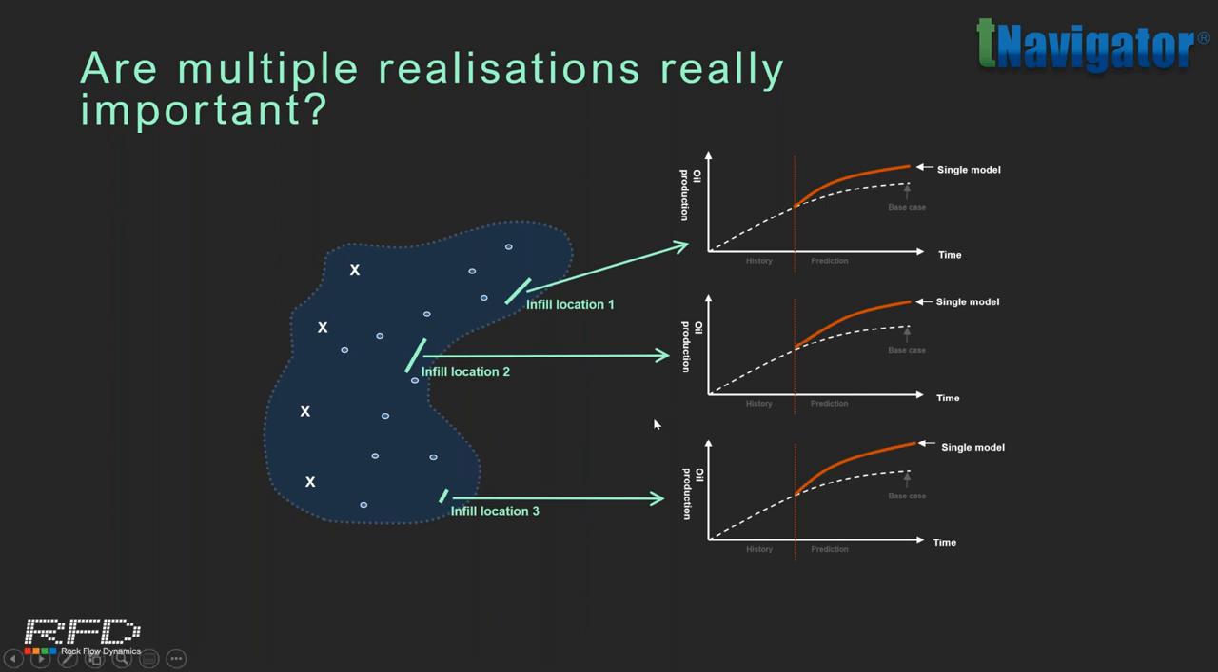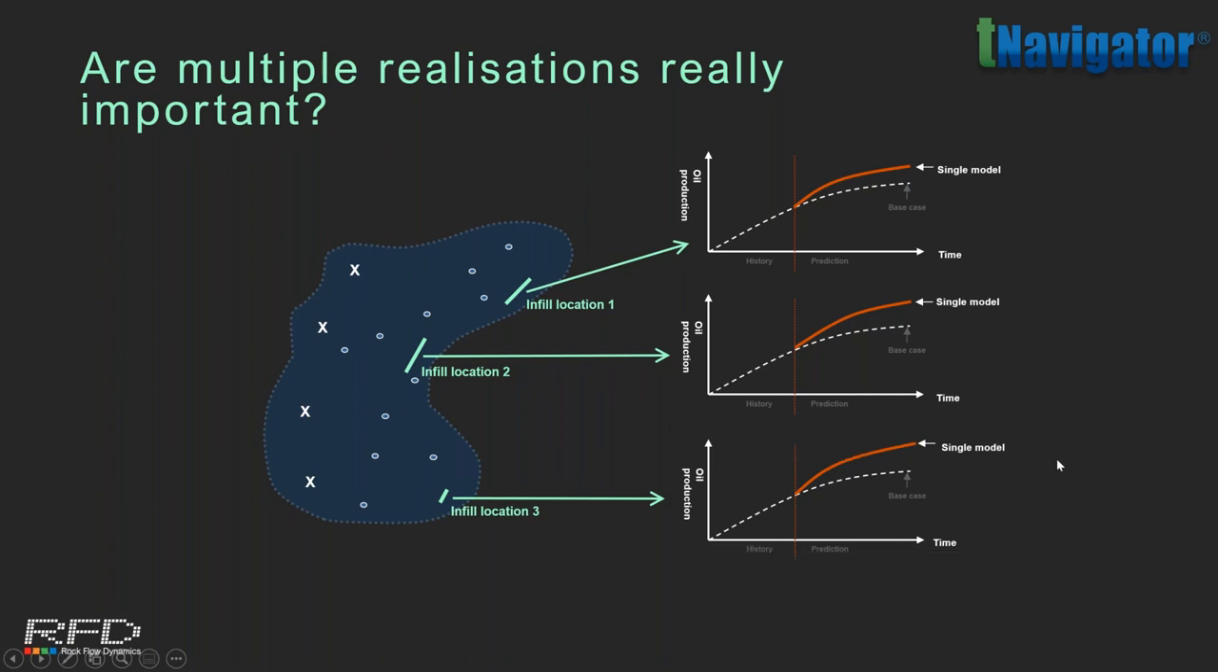If we use the traditional deterministic approach, we test each of the three locations on a single realization, and then we just compare the plots for all three. In that case, it appears that infill location number three turns out to be the most efficient because the cumulative oil production is higher there.